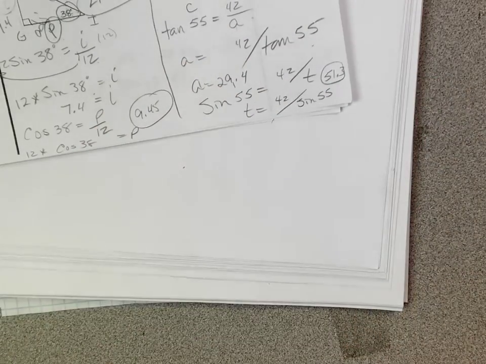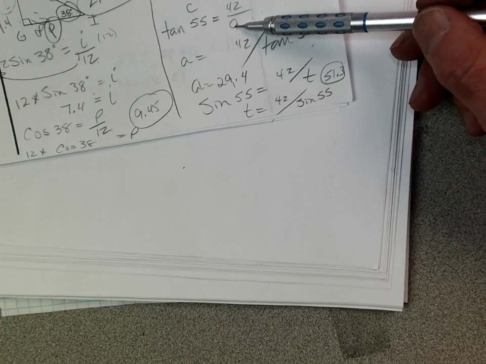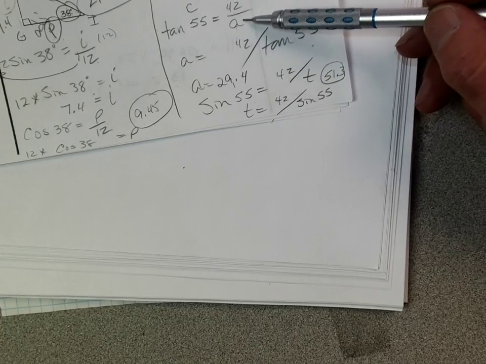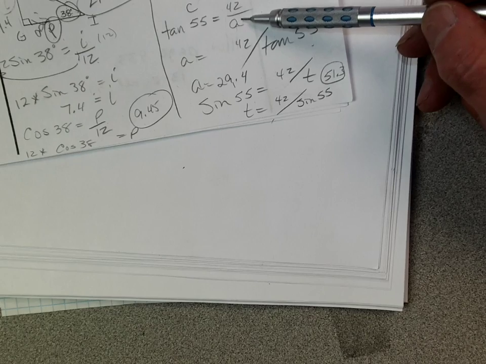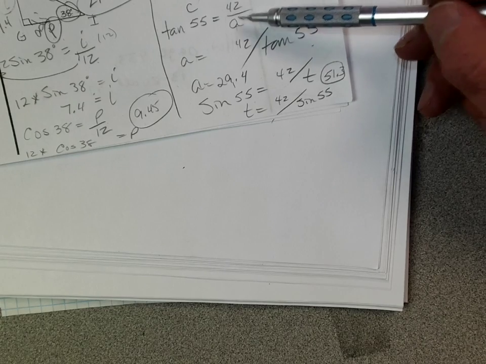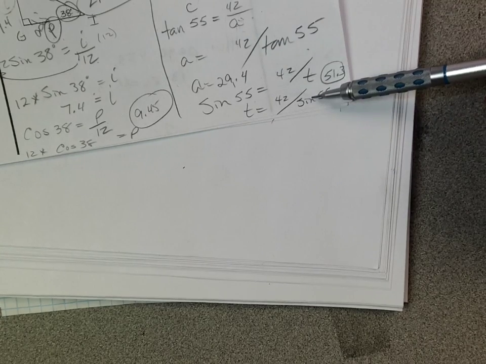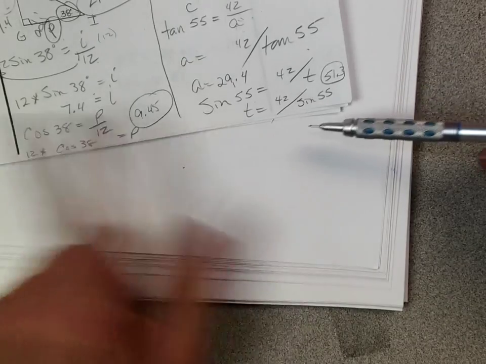So here's the moral of the story. When the variable's on the bottom, divide. I'll say it again. When the variable is on the bottom, divide. I'll say that one more time. When the variable's on the bottom, divide, okay? When the variable is on the top, we just multiply, okay?